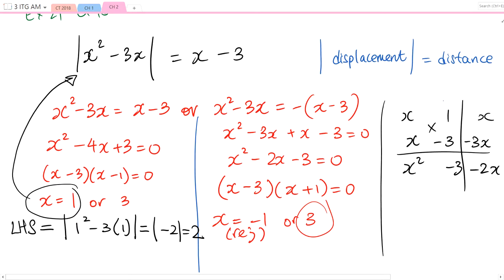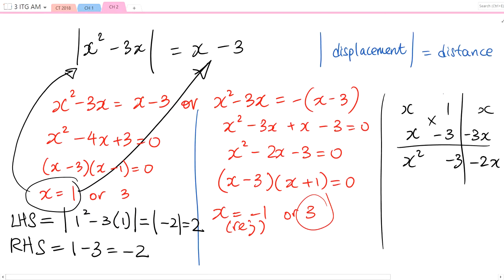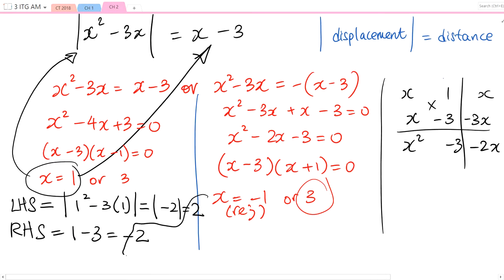Alright? Now right hand side. When I substitute x equals to 1, here, I get 1 minus 3, which is negative 2. Is your left hand side equal to the right hand side? Are they equal? No. So, the equation does not make sense already.